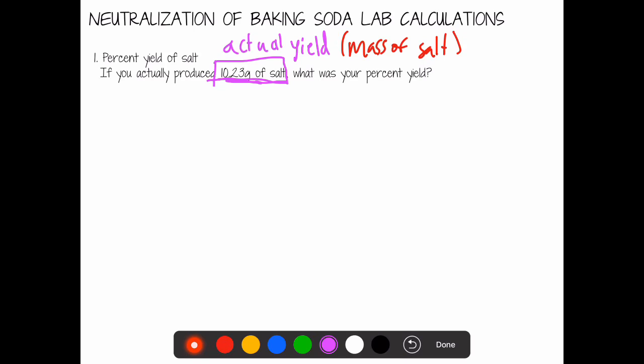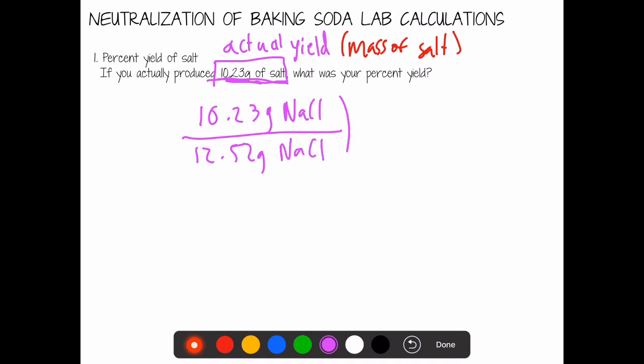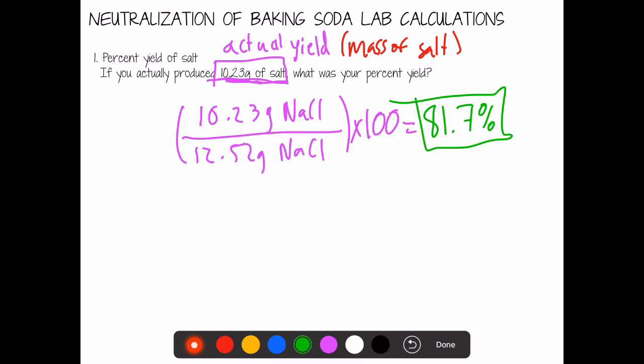So we are going to take that number, our mass of salt, 10.23 grams of sodium chloride, put that on top. We are going to divide it by our theoretical yield. So for me, that was 12.52 grams of sodium chloride. And we're going to multiply by 100 to get a percent. So I should have ended up with 81.7% yield. Not a great yield, not a terrible yield.